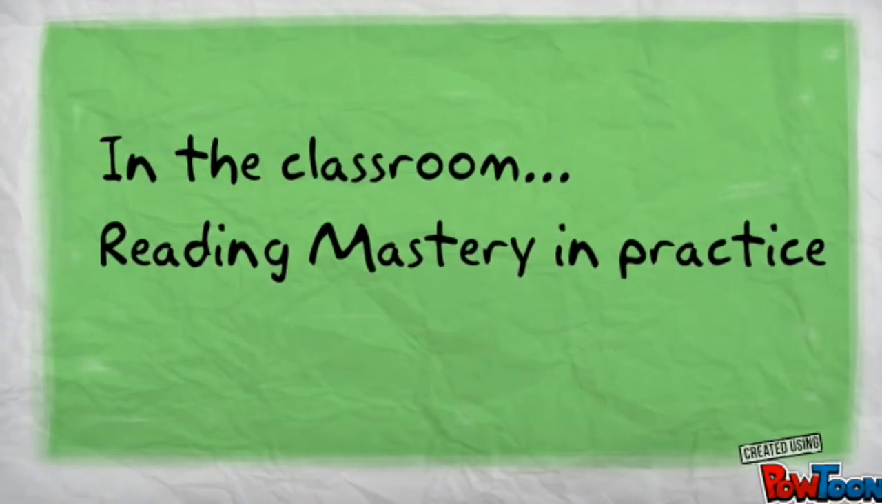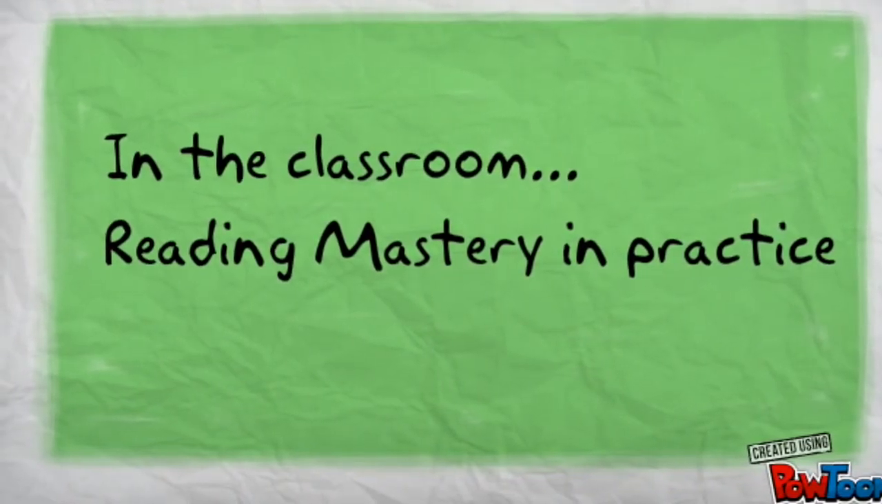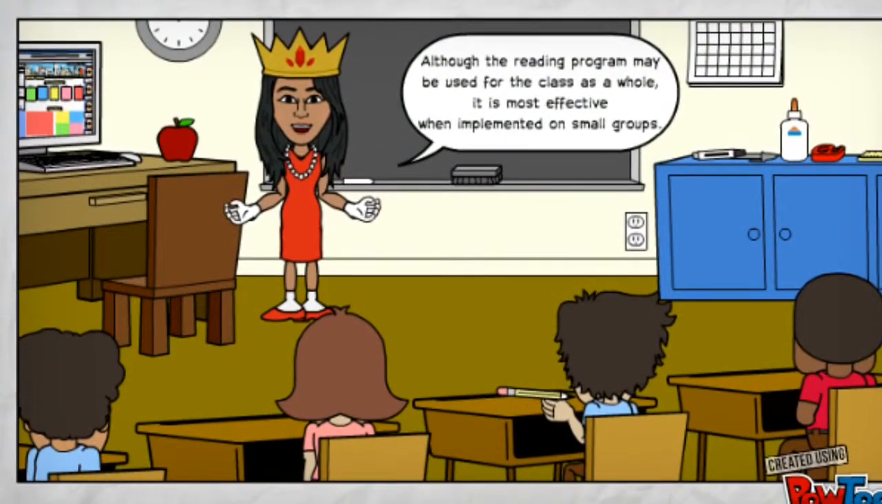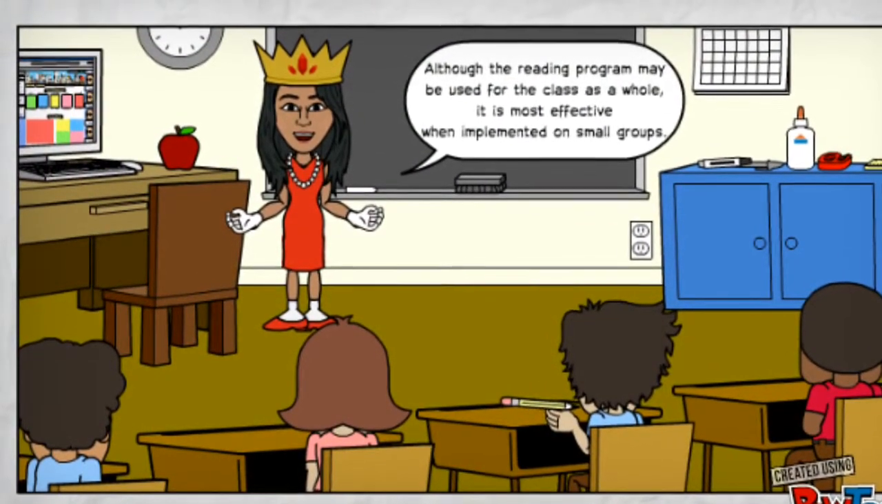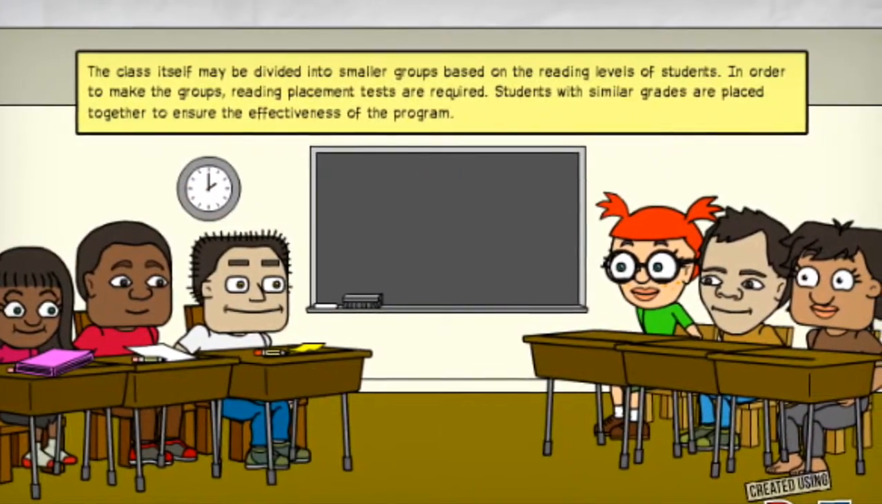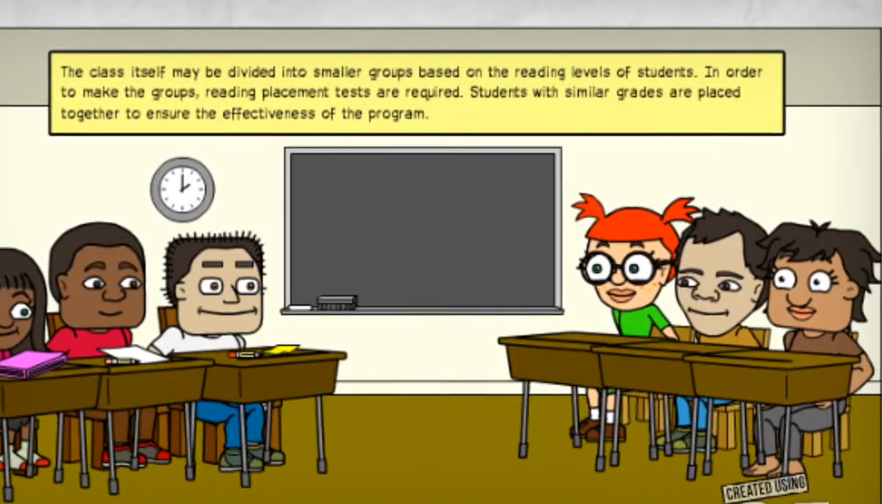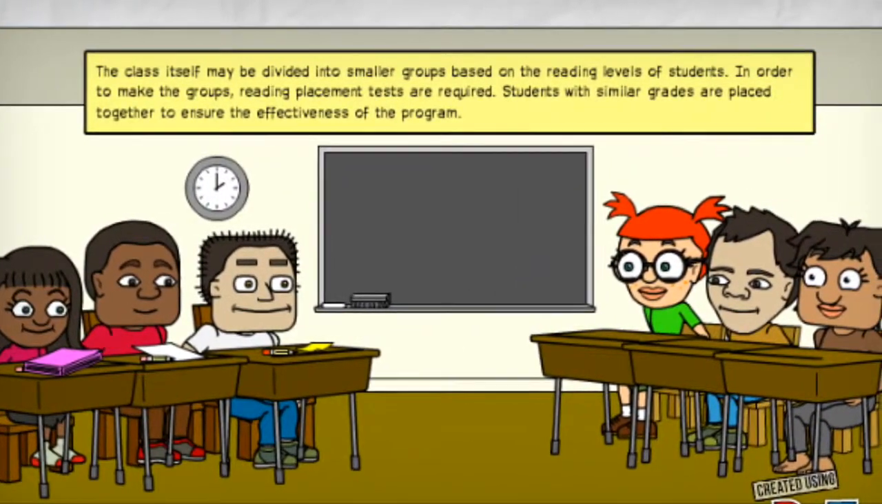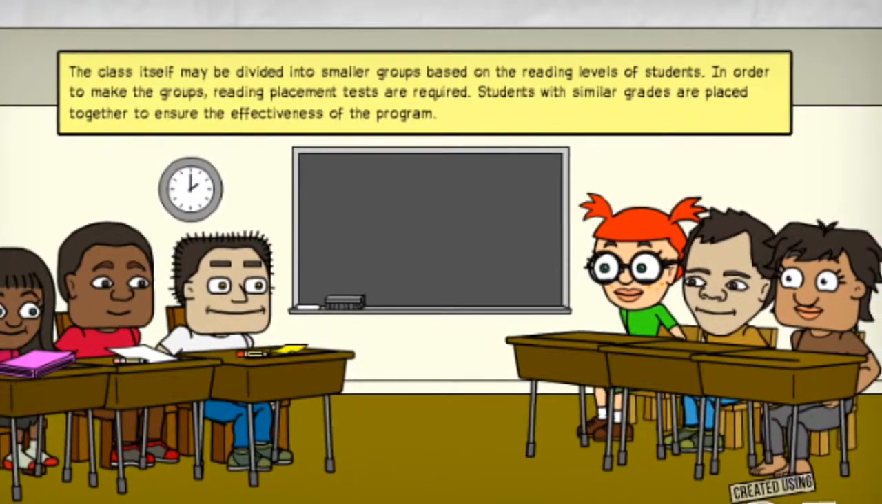Now let's take a look at what reading mastery looks like in a classroom. Although the reading program may be used for the class as a whole, it is most effective when implemented on small groups. The class itself may be divided into smaller groups with the aid of reading placement tests. As a result, the groups will then be composed of students with similar reading levels.